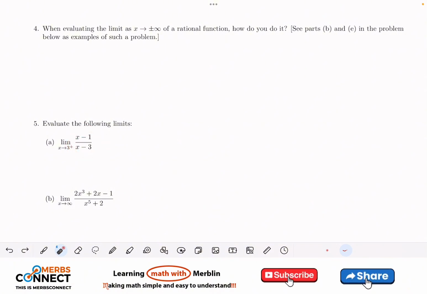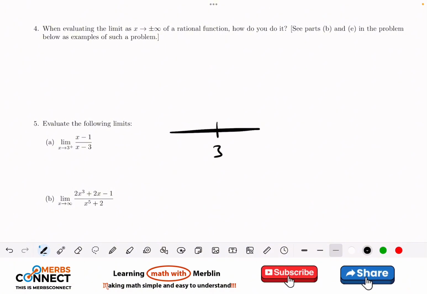So what we need to do is check the asymptote. And good, this is telling us that it is from the positive side. So when I draw my number line here and I have my 3, what is the positive side? This is the positive side.